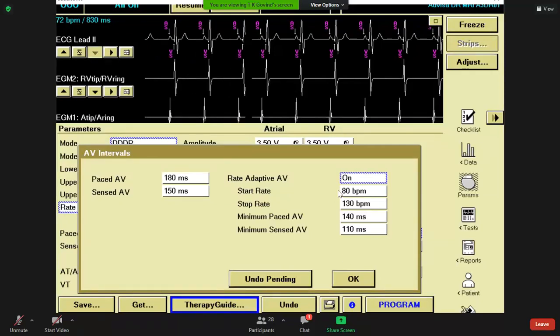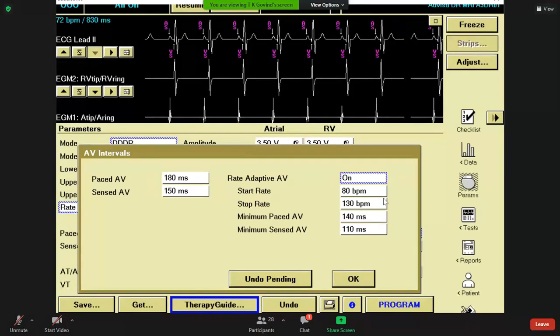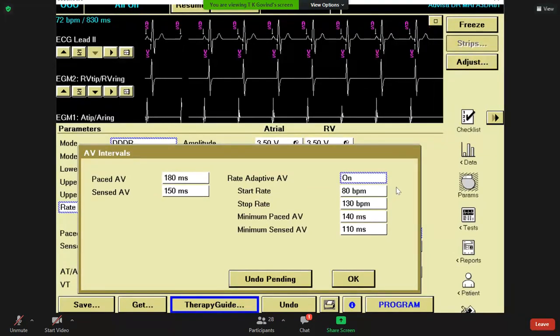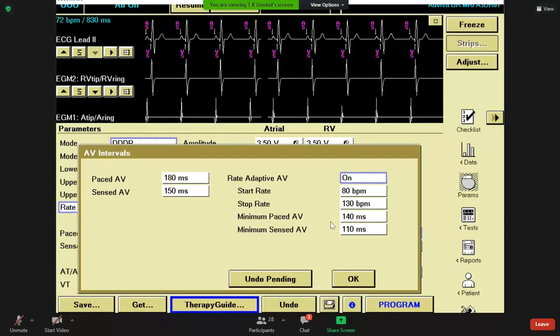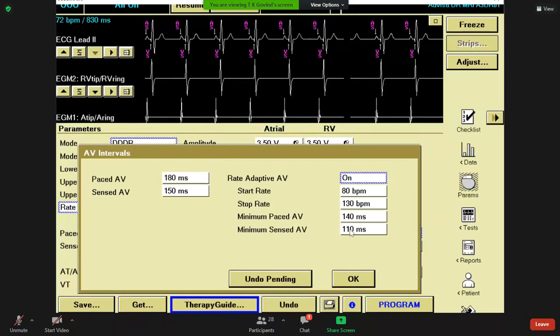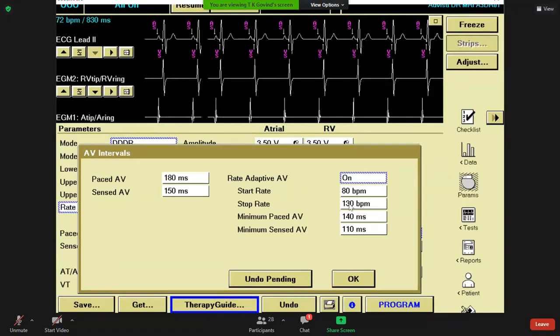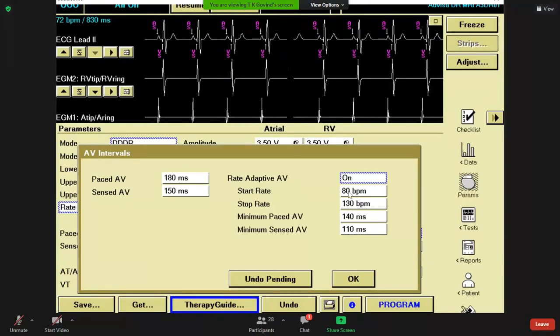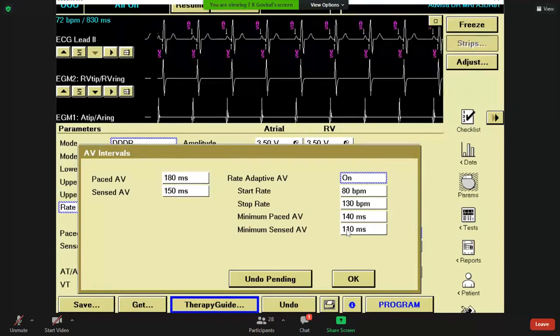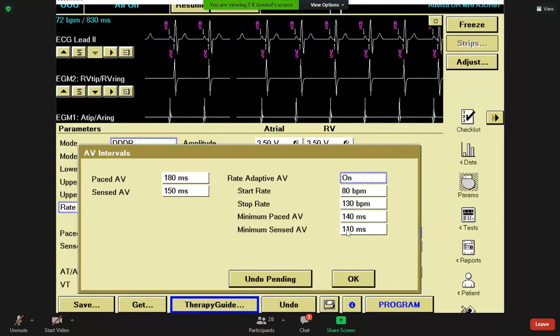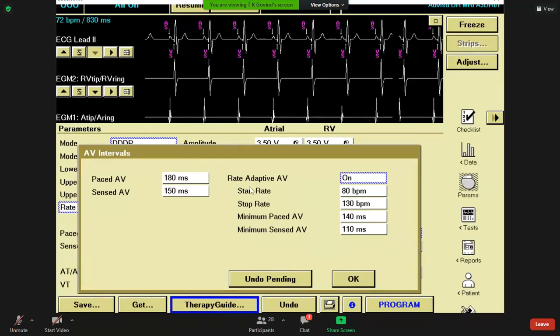So what it will do, when the rate becomes faster than 80 beats per minute, up to 130 beats per minute, it'll gradually reduce the AV delay and it'll bring it to a short value of 110 milliseconds when the sinus rate is faster than 130 beats per minute. So now when the sinus rate is faster, the AV interval becomes automatically shorter. As a result of that, the TARP becomes shorter. Now it will provide a higher upper tracking rate.